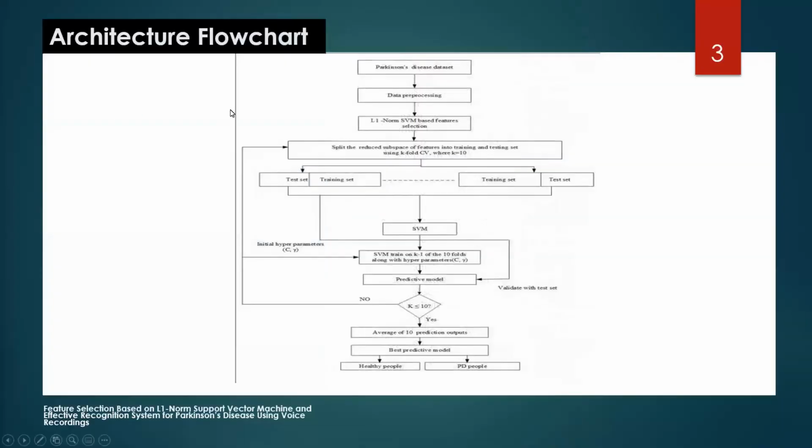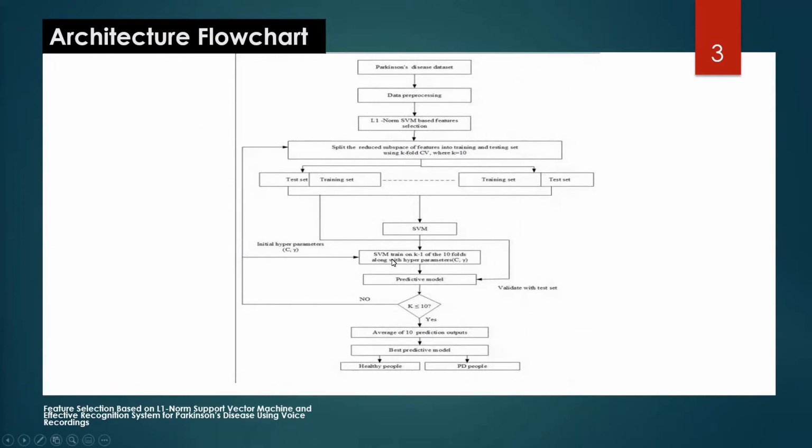This is the architecture flowchart. We are importing the Parkinson's disease dataset, and after that it goes to data preprocessing, and by using L1 norm support vector machine, based on the features in the data, it is split into subcategories, and it will be tested and trained, then goes to applying the support vector machine.